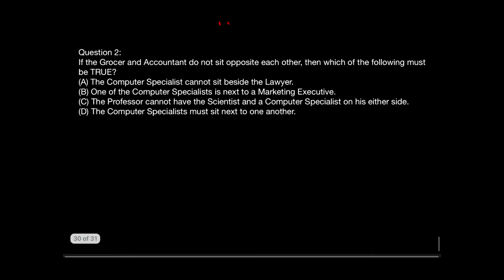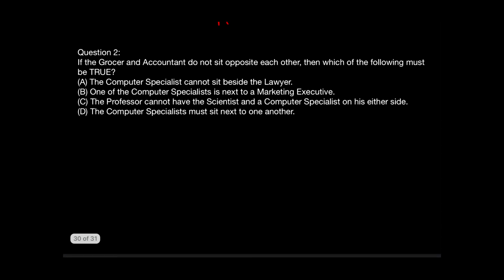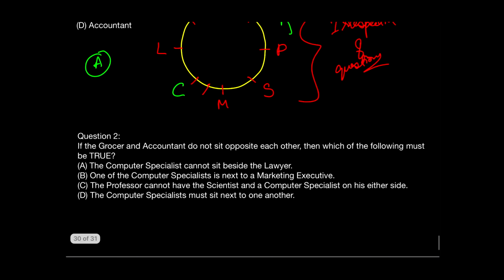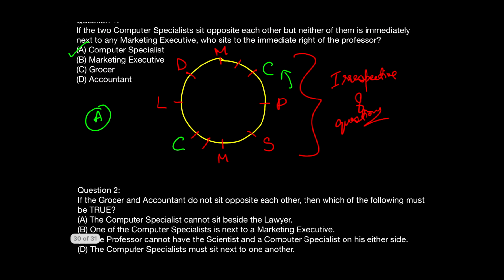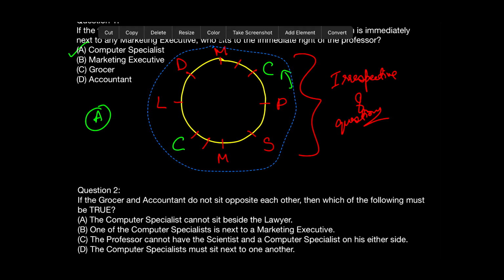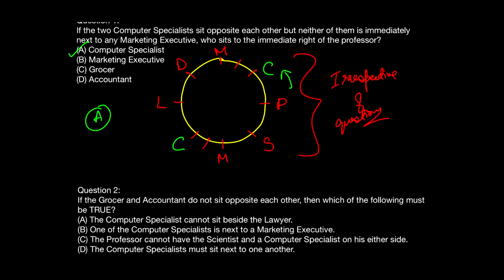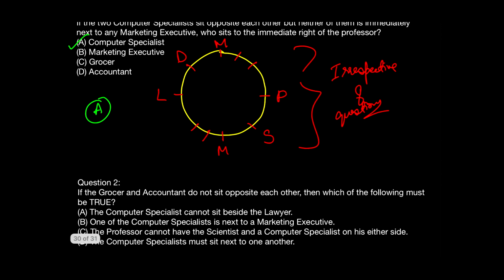Now question number 2 says, if the grocer and the accountant do not sit opposite to each other, then which of the following must be true? Now I'm not sure if I can just cut it out, but I'll just try to see if I can get this picture out from here, and then I can just copy it. Oh no, the text will also be getting copied. So let it be the way it is, and I'll just make changes over here. So I'll just delete this part over here, because this green color annotation is something which I do not need repeated. Okay, now coming down to the question number 2, if grocer and the accountant do not sit opposite to each other, then which of the following must be true?